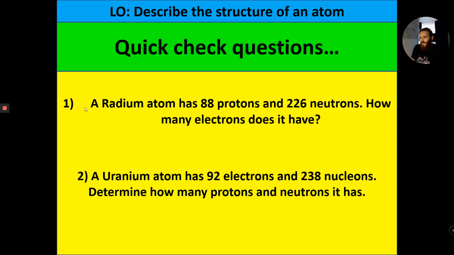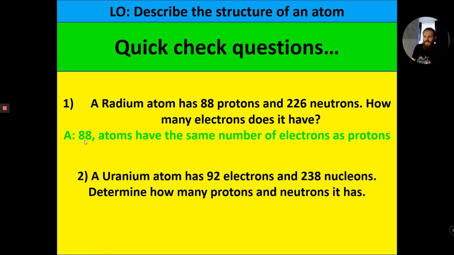Okay, so let's go through the answers then. Number 1, a radium atom has 88 protons and 226 neutrons. How many electrons does it have? Well, the answer is 88, because atoms have the same number of electrons as protons. If you want to rewind the video and have a look at the atom that I showed you earlier on, if you look at how many protons there are, it's the same as the number of electrons. That is the same for any atom.